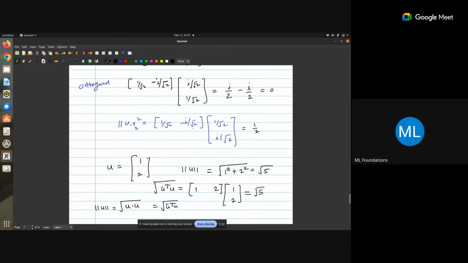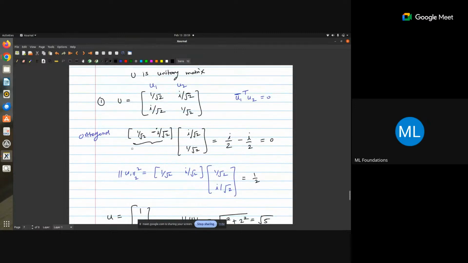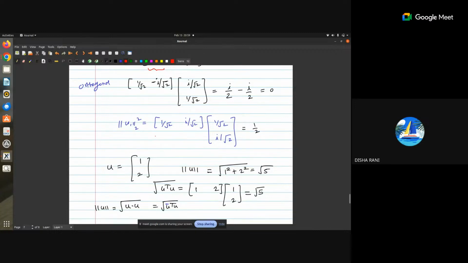Okay, so here it is the conjugate of the first vector. This is my first vector, 1 by root 2 and i by root 2. This was u1, is that correct? So how do we find its length now? We have to transpose the u1 vector, but with the conjugate, and then multiply with u1.